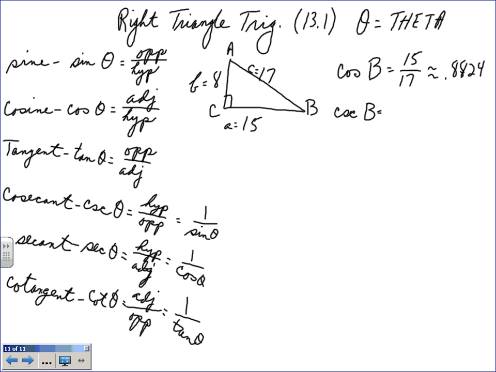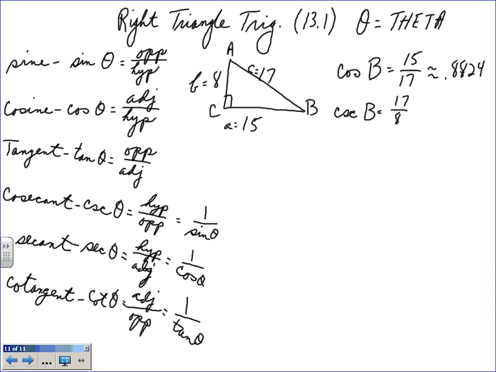Right, and this is what you want to memorize, this whole column on the left. That's what you want to memorize. And we know that cosecant is a reciprocal of sine. Sine of angle B is 8 over 17. So cosecant would be 17 over 8. And then whatever that decimal is, 2 point something, rounded to the nearest 10,000.